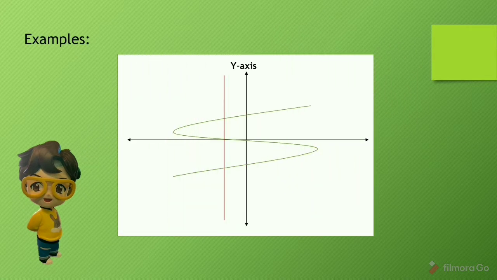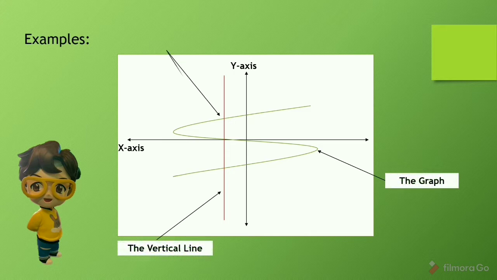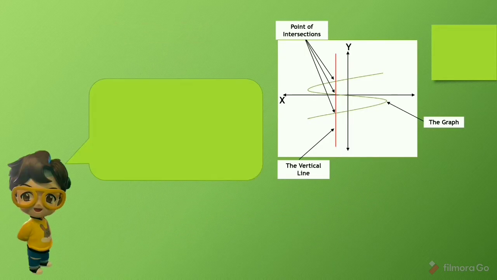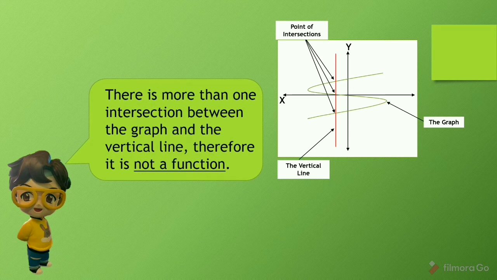Next, you have this one: the y-axis, again the x-axis, the graph, the vertical line, and the points of intersection. As you can see, there are 3 points of intersection on the given graph. Therefore, it does not satisfy the condition of the vertical line test to be considered a function. So the graph is not a function because there is more than one intersection between the graph and the vertical line.